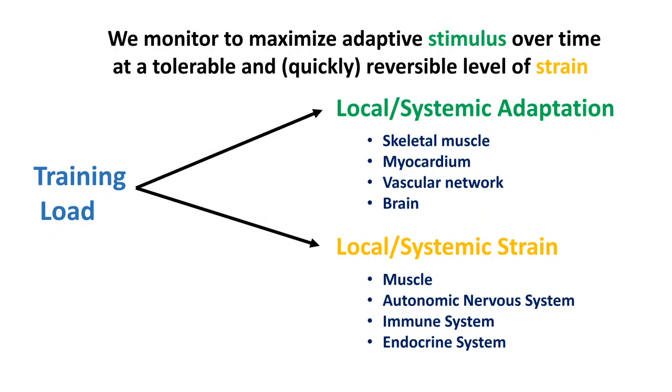So we monitor and we adapt and modify things in order to maximize the stimulus over time and then achieve an acceptable level of strain. Now, what I mean by that is we're not going to ever get rid of strain. It happens, okay? Fatigue happens when we're pushing the boundaries of what we can tolerate, but we have to find the appropriate balance, or else the training process will either stagnate or even go in the wrong direction.